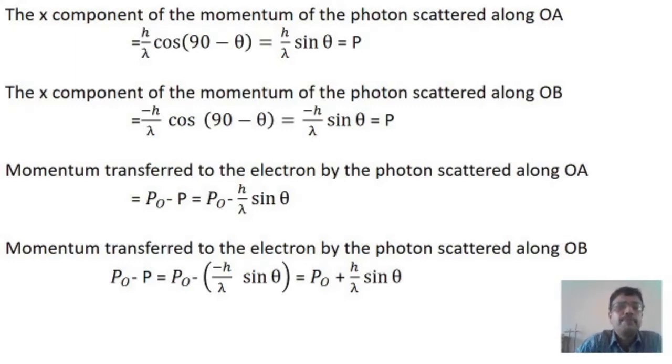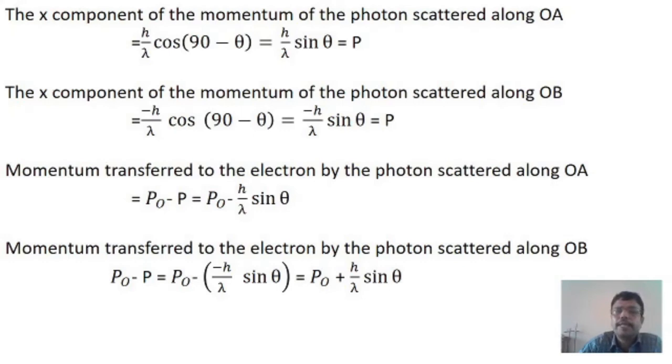Now a beam of photons is incident on an electron at O. The x-component of momentum of the photon scattered in the direction of OA is (h/λ) cos(90° − θ), that is (h/λ) sin θ. The x-component of momentum of the photon scattered in the direction of OB is −(h/λ) cos(90° − θ), that is −(h/λ) sin θ.